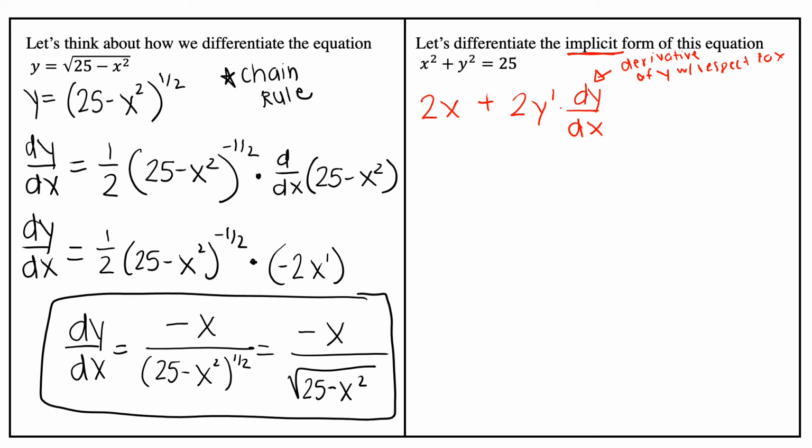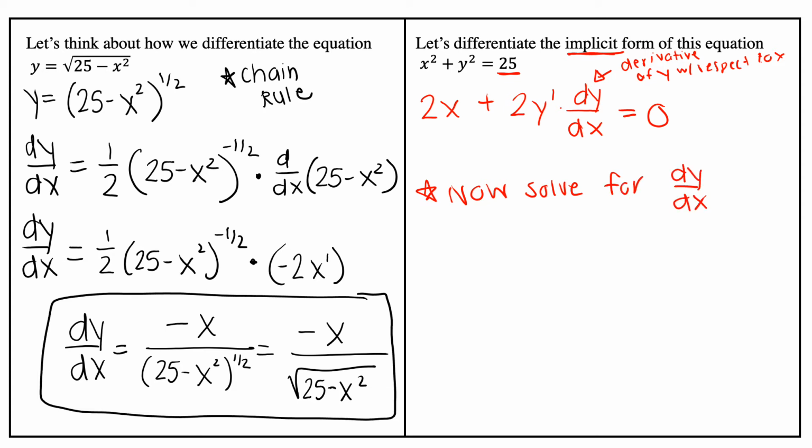And we're going to set that equal to, now we're going to take the derivative of this side of our equation, the derivative of 25, that's a constant, is just 0. From here, we are actually going to solve for dy dx.